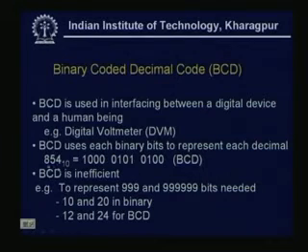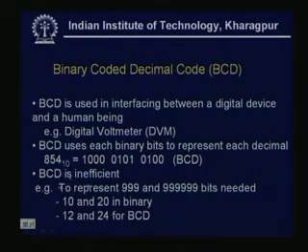Say if we take one example, this is 854 in decimal number system, then each decimal digit is represented as a 4-bit binary number. That means 8 is, just now the way we have converted, 1000. The 5 will be 0101, and then 4 is 0100. So, this will be the BCD code.